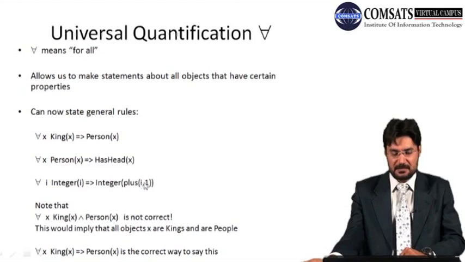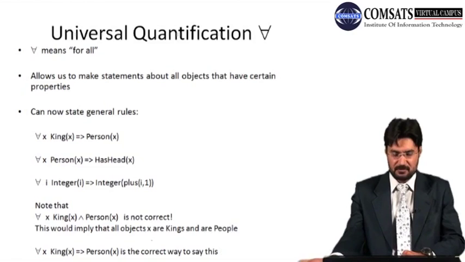Note that for all X, King(X) and Person(X) is not correct. So we cannot use "and" in between with "for all". This would imply that all objects X are kings and are persons, because if we are using "and", then this means that all kings are persons, and we can also say that all persons are kings, which is not true.